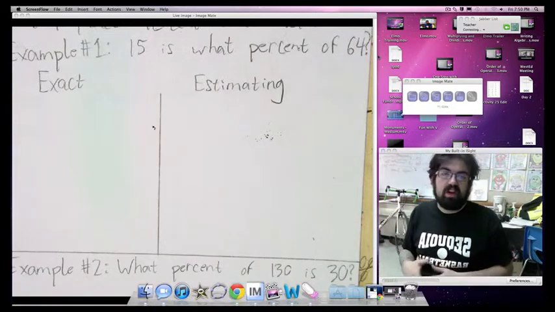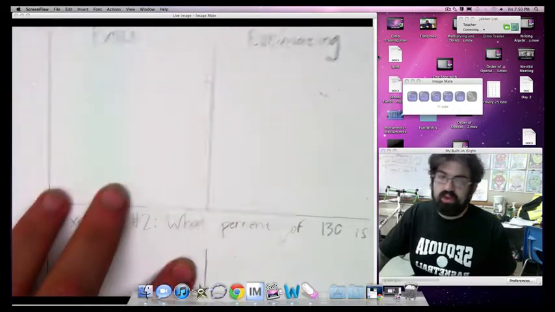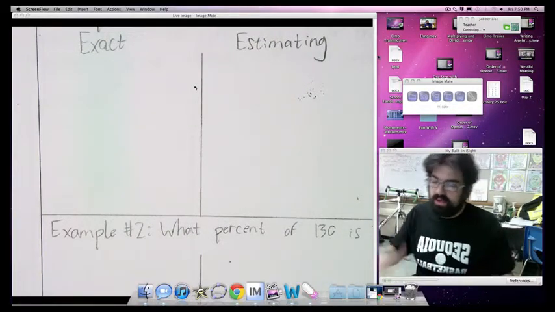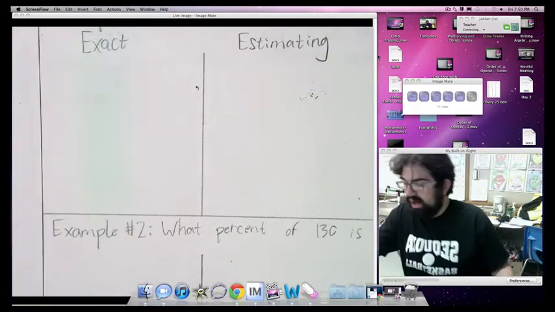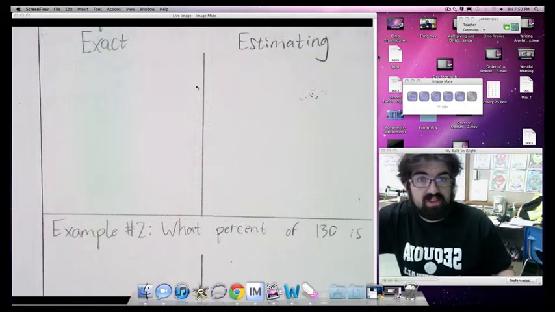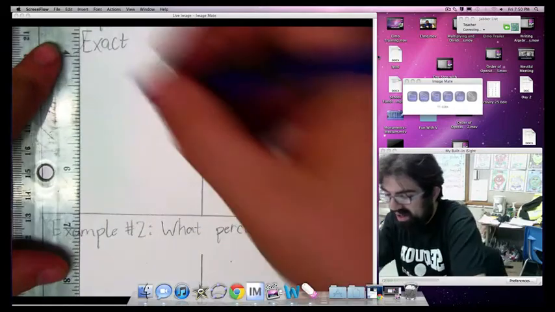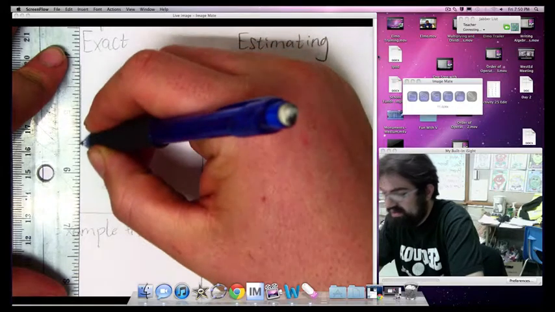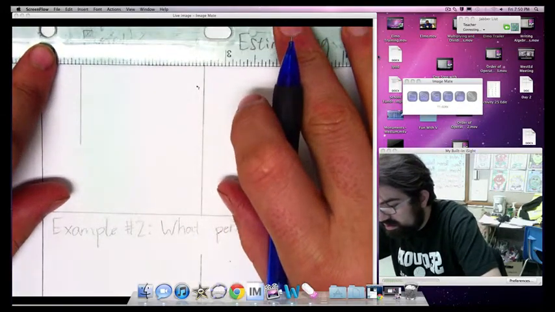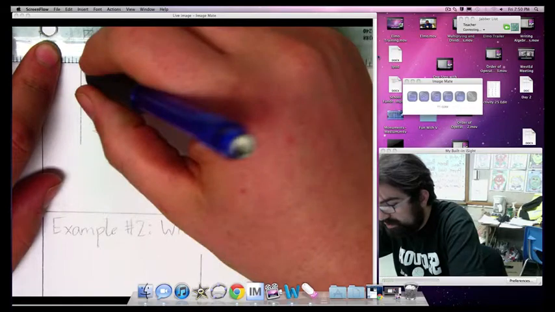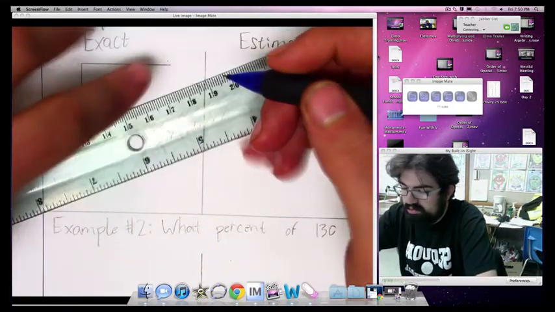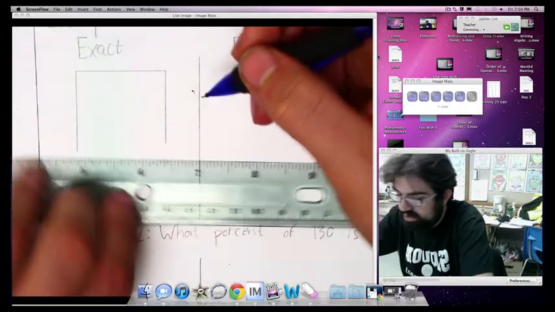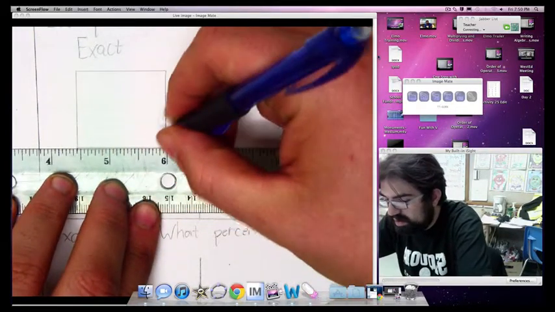So this is just a really basic question. 15 is what percent of 64? I'm going to show one way, an exact way, and then I'll show an estimation way also. Last unit I introduced making a table, and really it is the best way to go, I think. There are a few other ways of doing this, and I'll be showing a few. But one way is to make a table, and hopefully you do it ahead of time so you don't waste too much time.